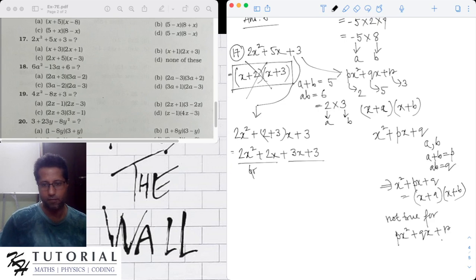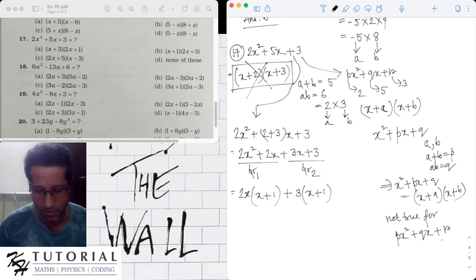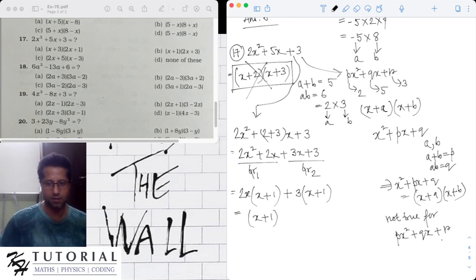The first two terms will form group 1 and the second two terms will form group 2, because you have to judiciously form the groups so that both the groups will have a common factor. From the first group I can take 2x as a common factor, and it will be 2x multiplied by x plus 1. And from the second group I can factor out 3 from all the terms, and it will be 3 multiplied by x plus 1. Now I see that both the groups have x plus 1 as the common factor, and hence the final factorization will be x plus 1 multiplied by 2x plus 3.